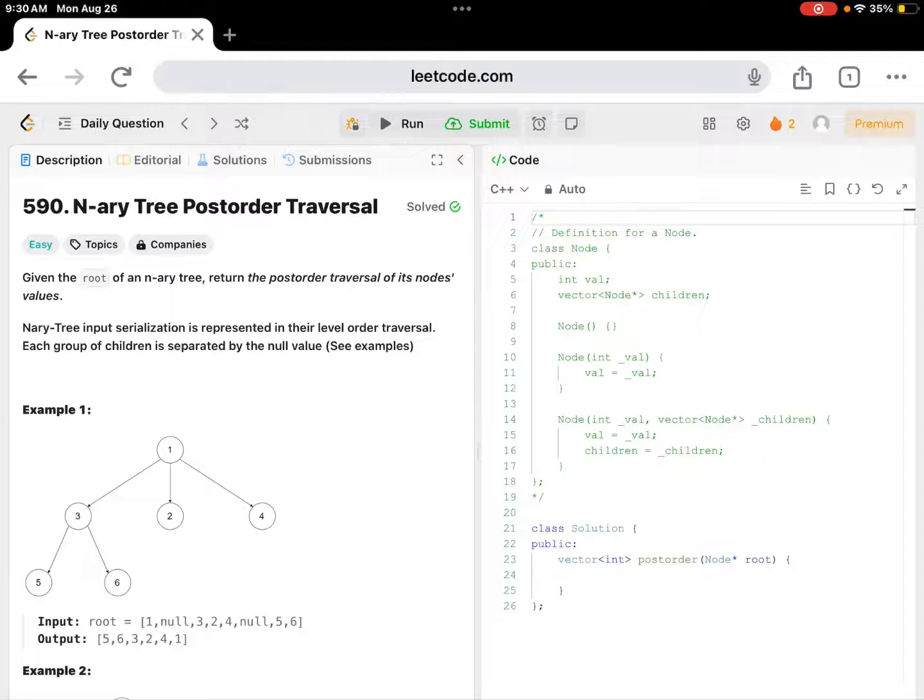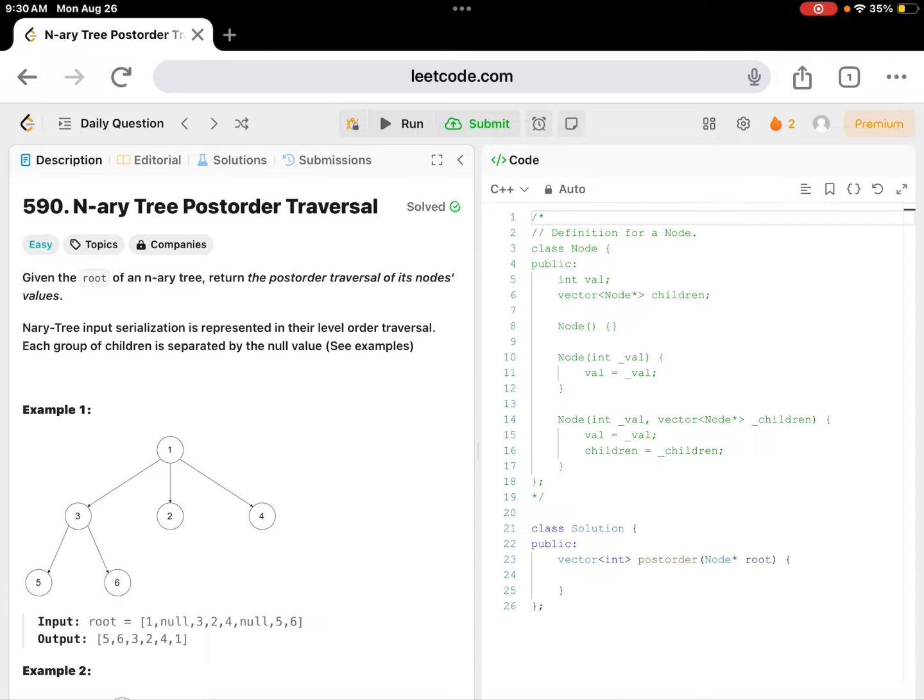This is our daily question 590, N-ary Tree Postorder Traversal. We are given the root of an n-ary tree, and we must return the postorder traversal of its node values. The n-ary tree input serialization is represented in level order traversal, and each group of children is separated by null values. So this is one of the examples.